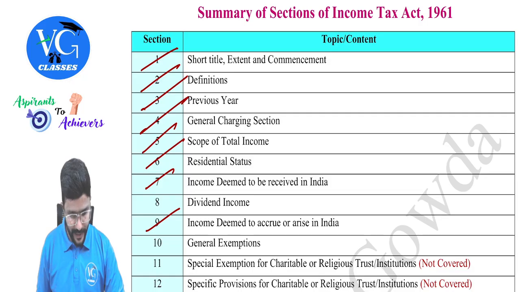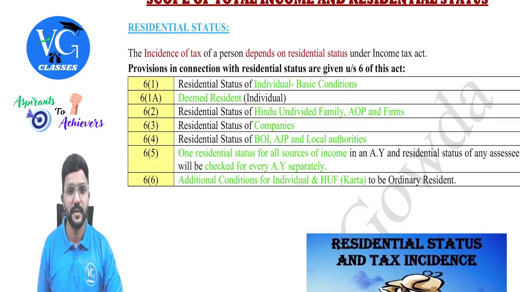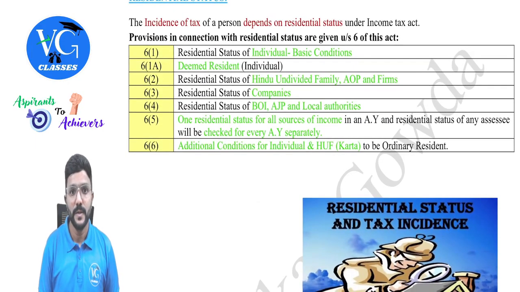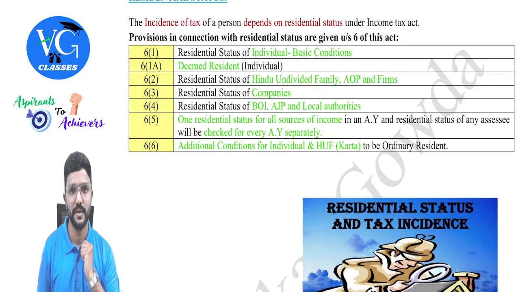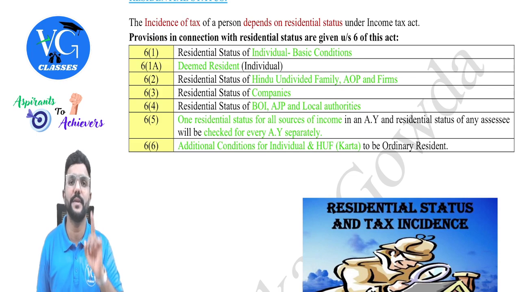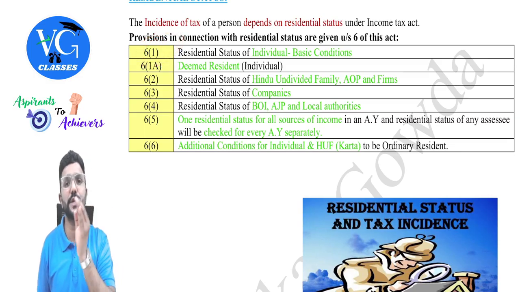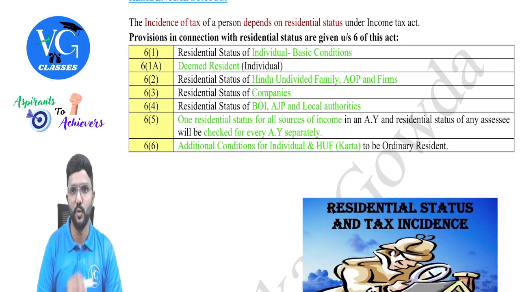I will just give you a shortcut to remember it. Come to chapter 2, guys, where I have given the list of sections under section 6. That is the subsections. So section 6 subsection 1 has the basic conditions for individual, guys. So individual means how many persons? Only one person. So you can remember like that.